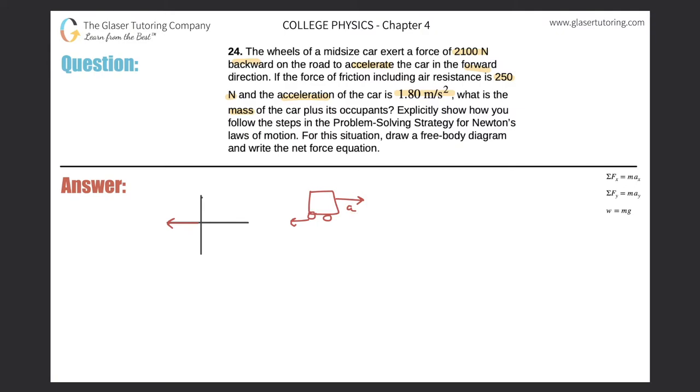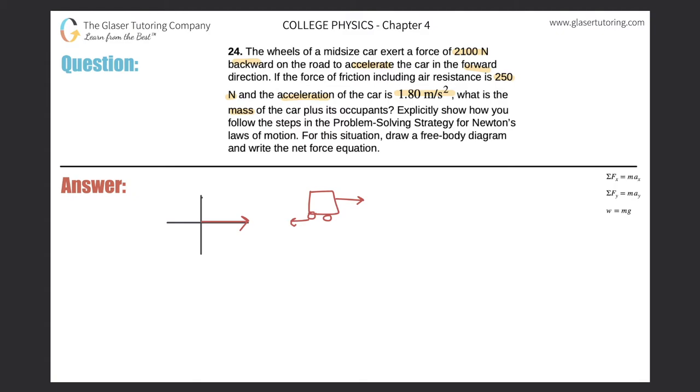You might say, wait a minute, they told me it's backward in the problem. Well, you have to remember that the car is pushing backward on the road, but the road is pushing forward on the car. It is the force that the road is exerting on the car that's the important force, because we want to talk about the forces applied to the car. The car applying a force to the road is fine, and that's backwards, but that's not the force we need to describe this motion. We need the force that the road is applying to the car. And in Newton's third law, that force is equal but opposite.